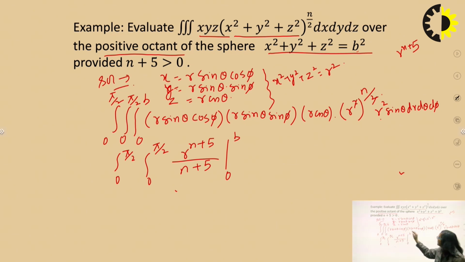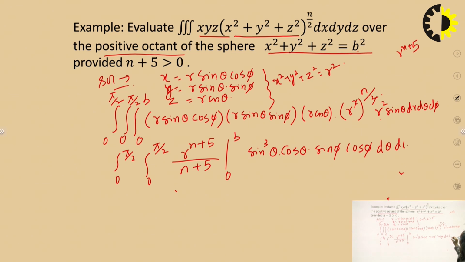Sine and sine gives me the value sine cubed theta, cos theta, and cos phi and sine phi. Sine phi, cos phi and the value d theta and d phi. The same as the previous question. Putting the limit of r here, I can take this b to the power n plus 5 common outside, divided by n plus 5. This one.